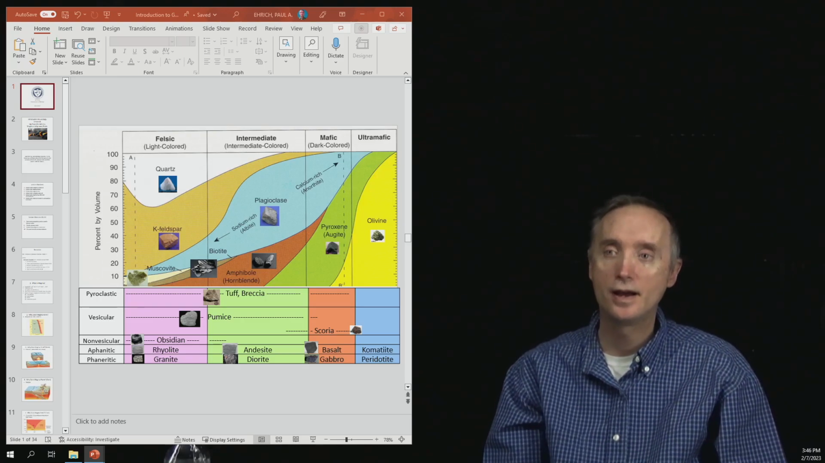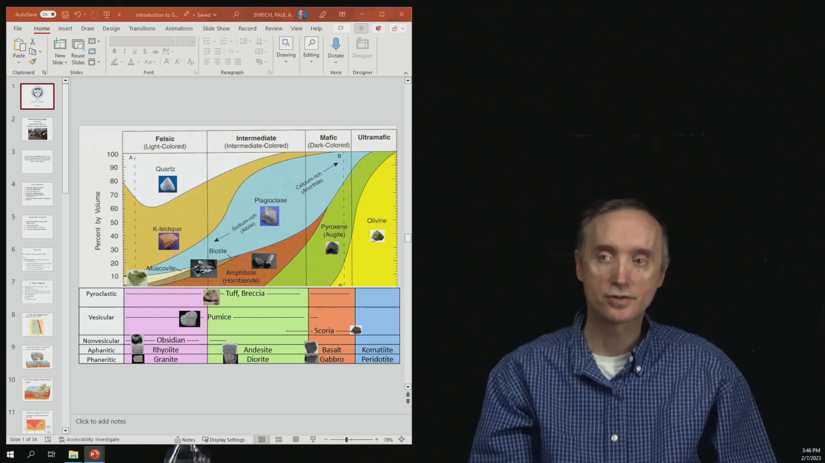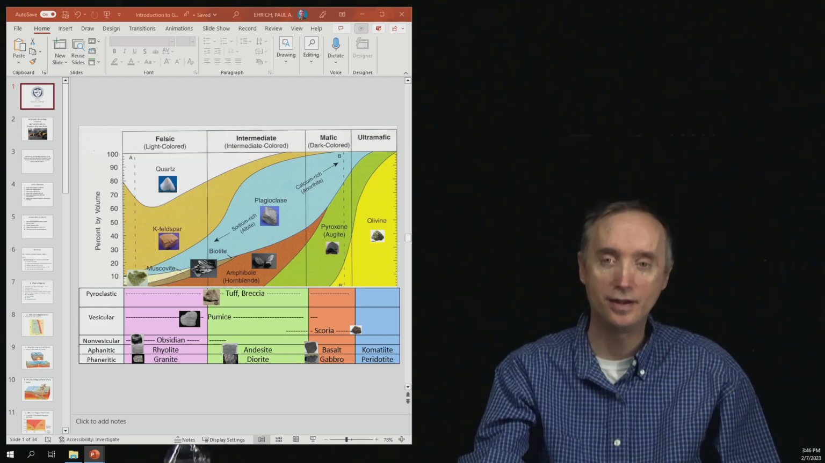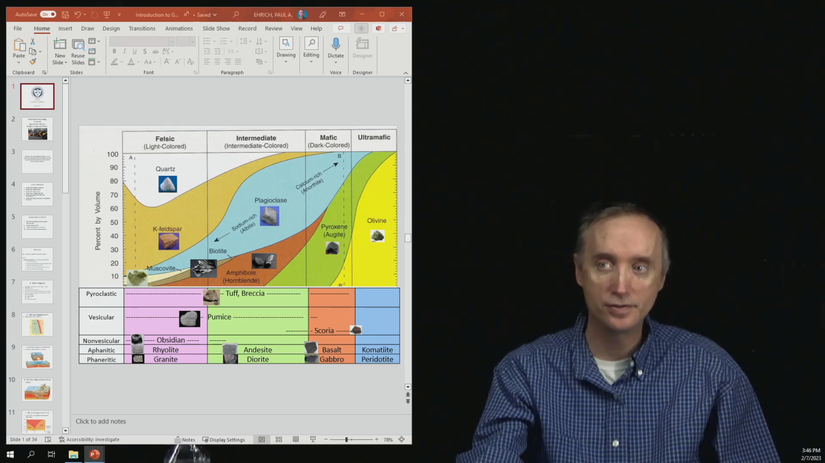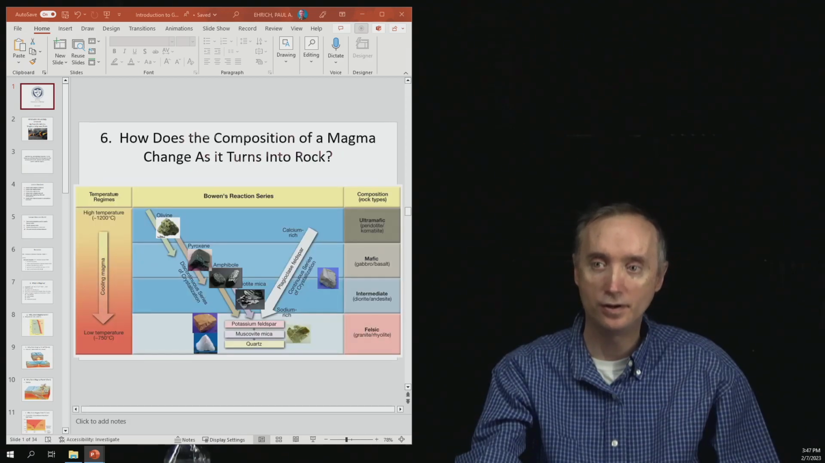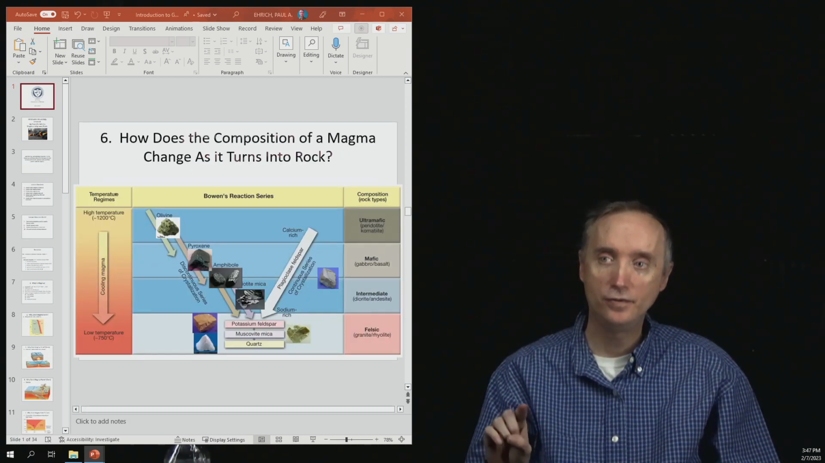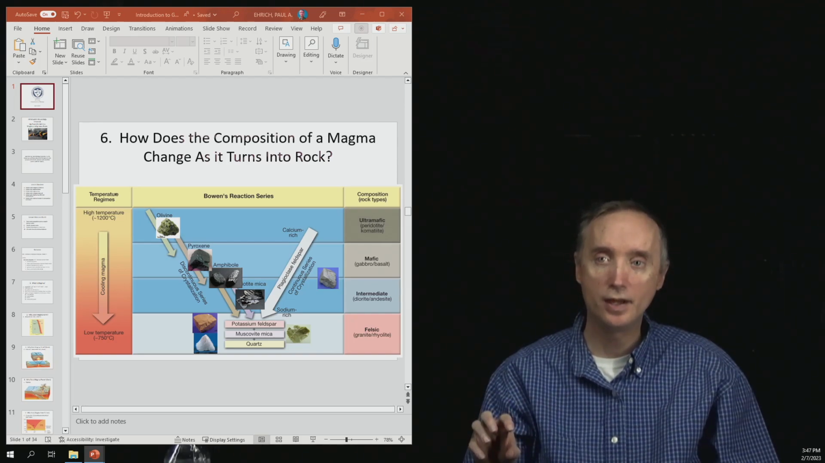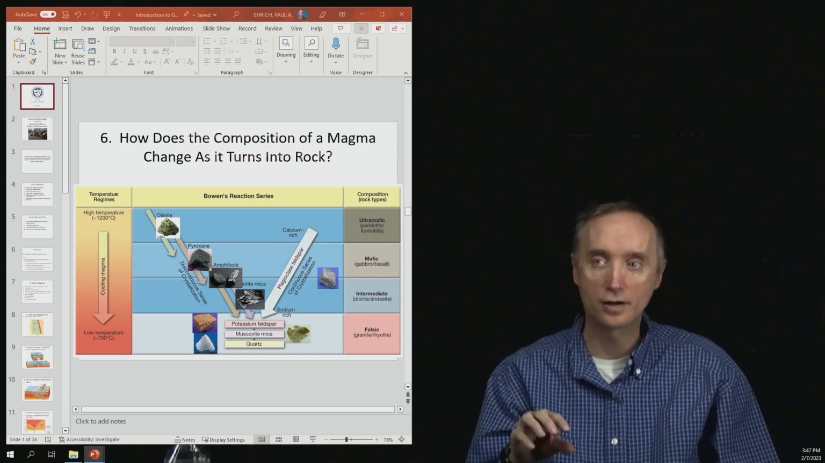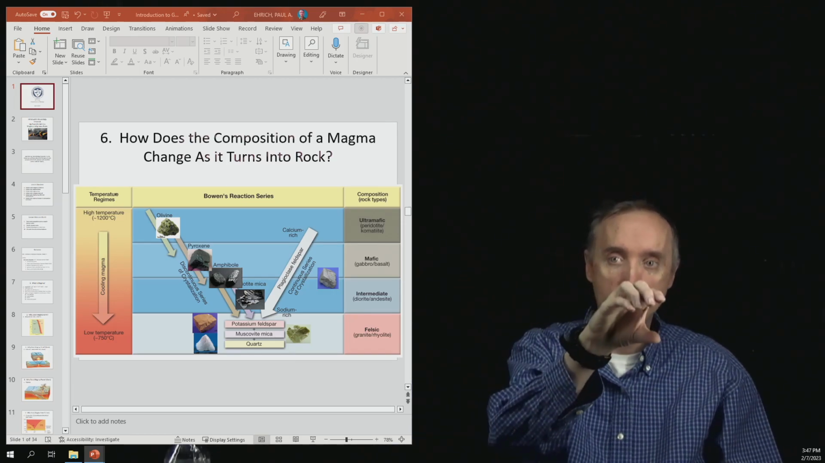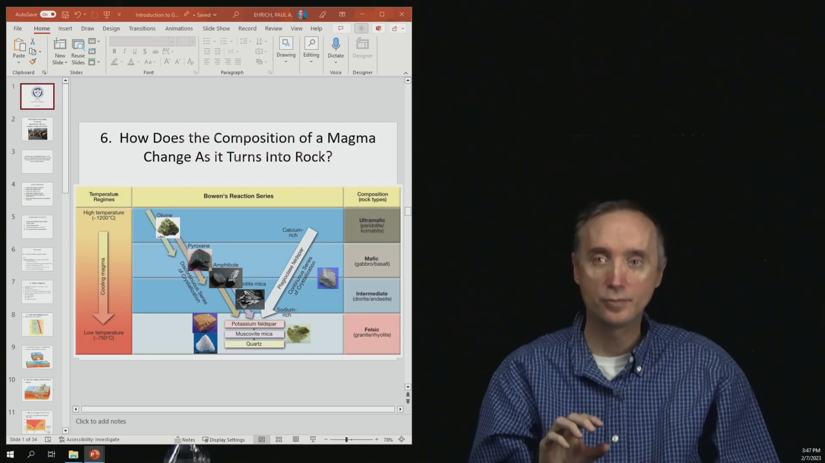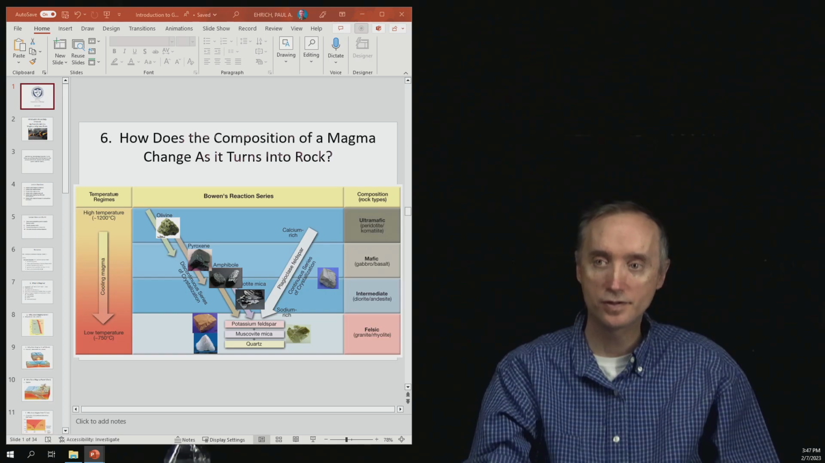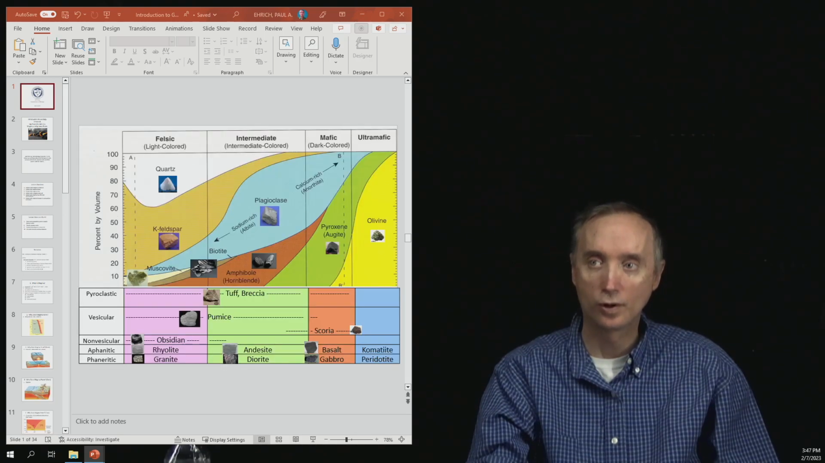Okay, I'm back. Now, in order to understand this picture, we need to go back again to Bowen's reaction series. So if we go back to here, you notice that if you had the mineral olivine and you also had the calcium-rich plagioclase feldspar, then you would end up with an ultramafic rock. And you had to go kind of sideways to get to that particular kind of rock. Well, in this picture here, we're going up and down.